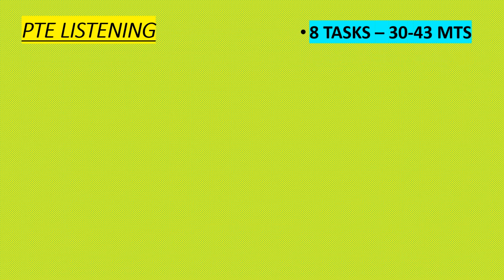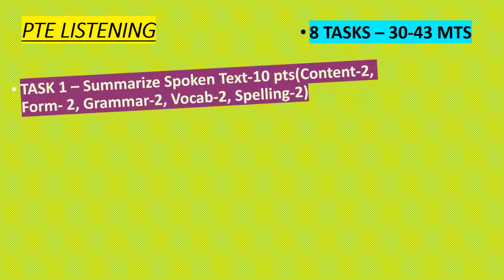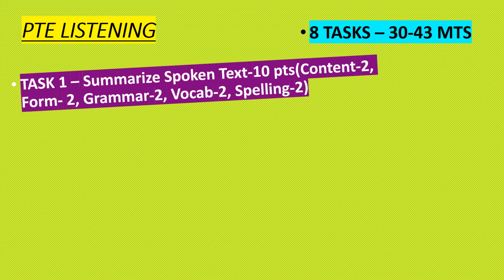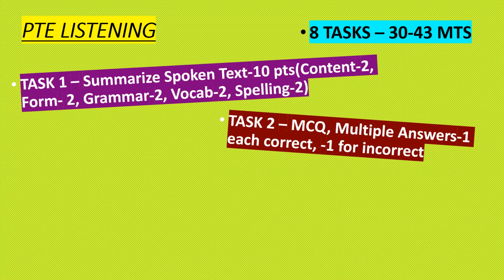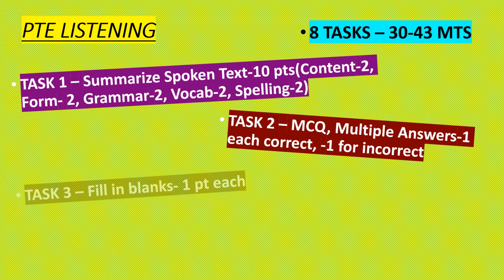In PT listening, we have all in all 8 tasks between 30 to 43 minutes. Task 1 is summarize spoken text, total 10 points. Content is 2, form 2, grammar 2, vocab 2, spelling 2. Task 2 is multiple choice question, multiple answers, 1 each correct and -1 for the incorrect answer.